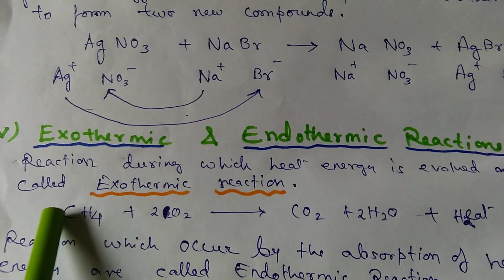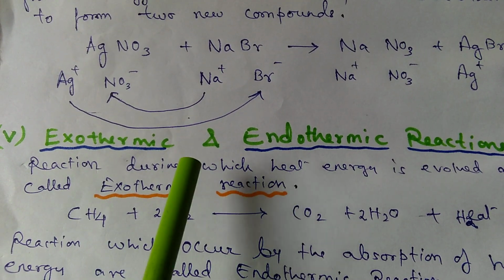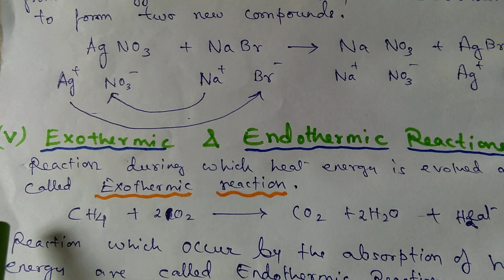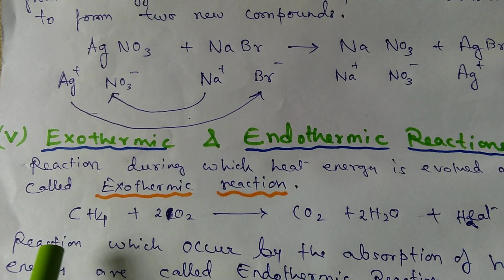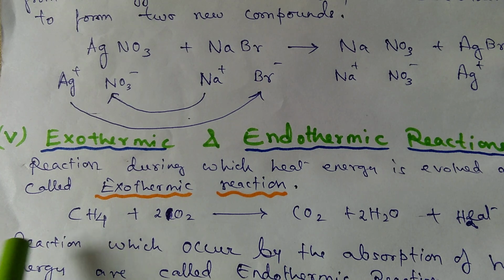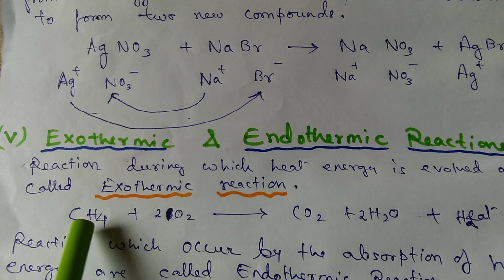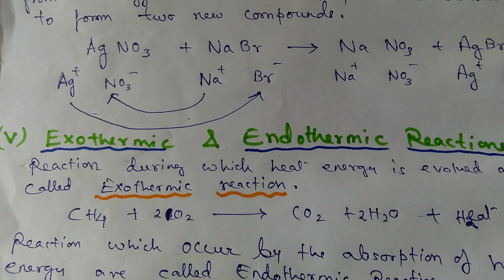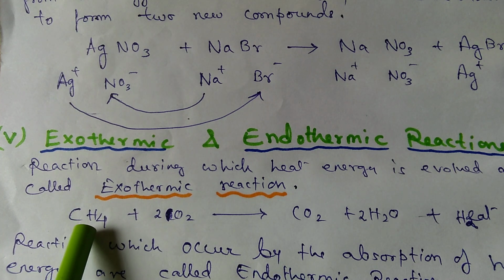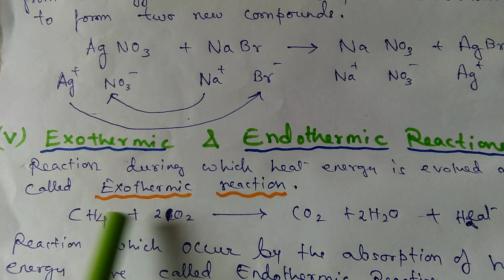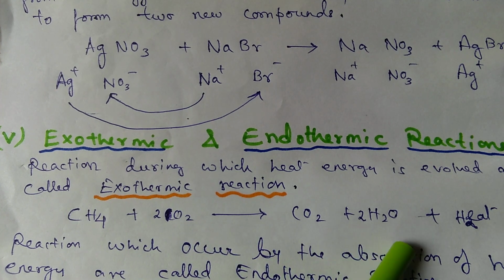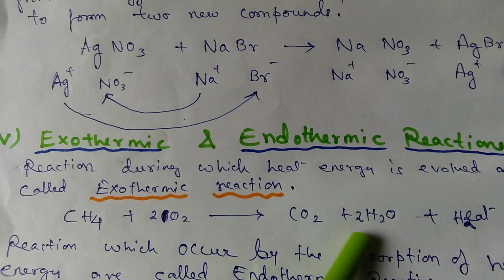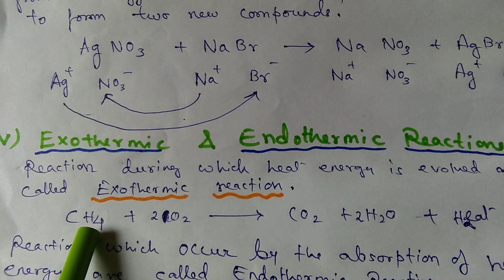The next type is exothermic and endothermic reaction. If heat energy is released or absorbed in any reaction, then that type of reaction is known as exothermic or endothermic. If heat energy is evolved during any reaction, then that type of reaction is known as exothermic, whereas if heat energy is absorbed, then the type of reaction is known as endothermic. So there is an example of exothermic reaction. Methane on reaction with oxygen forms carbon dioxide and water, and a considerable amount of heat energy is released here. So this type of reaction is known as exothermic.